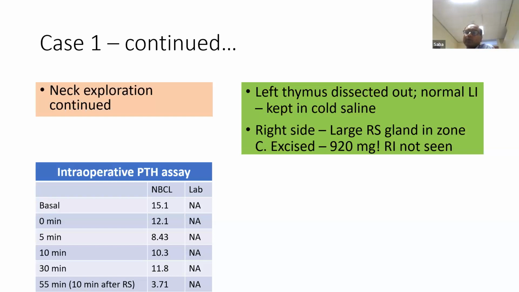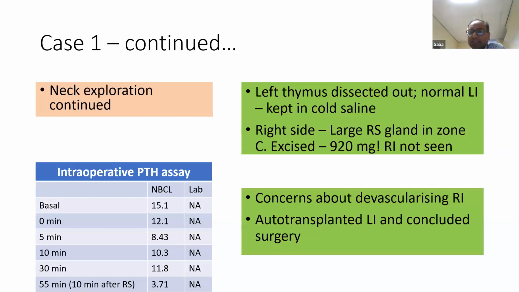Lovely. And then would you auto-transplant the left inferior? Would you send it to histology? I guess that's a moot point. This is a normal sized gland. I wasn't sure about where the right inferior was. That's the fourth gland that we haven't seen.